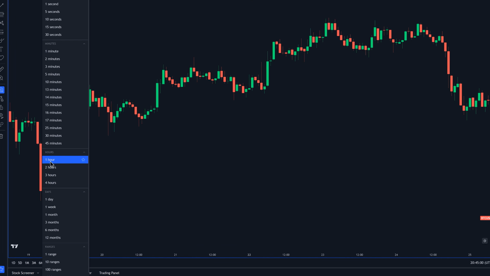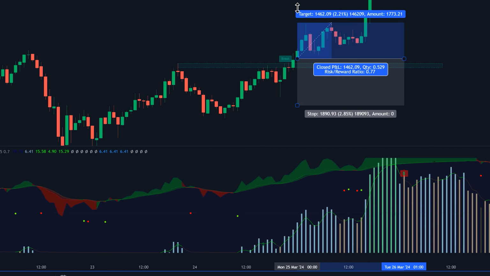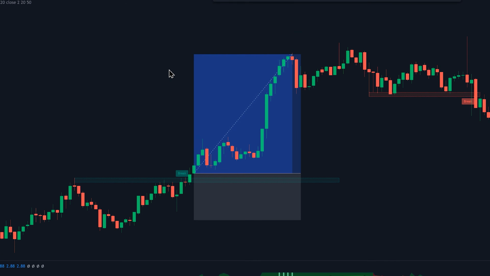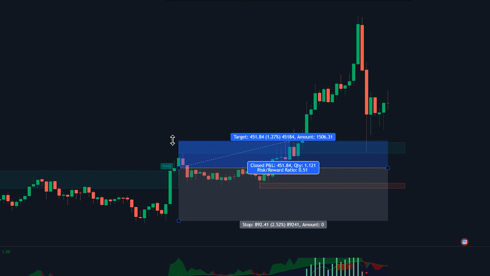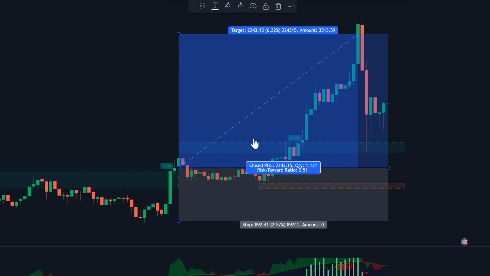This is the 1 hour time frame of BTCUSD. We took a position here and it was profitable. This was another position which was also profitable. And this was another position, and as you guessed it, yes, it was profitable.